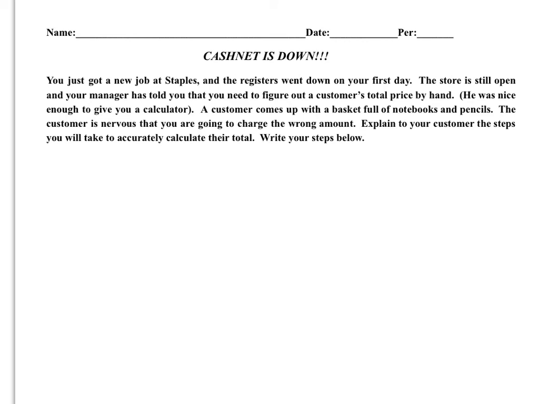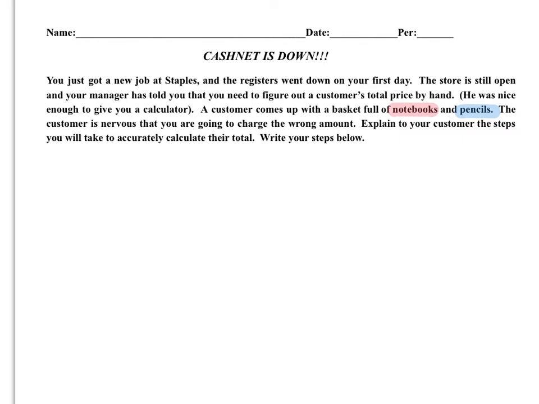So the main objective on this first page is to figure out, using words, how you would explain to the customer that you're going to calculate their price. And so you notice that they have notebooks and that they have pencils, and they're wondering how you're not going to mischarge them given that the register is not working.